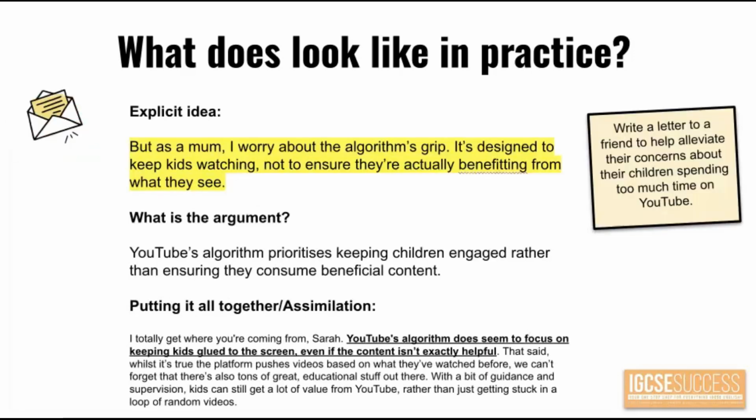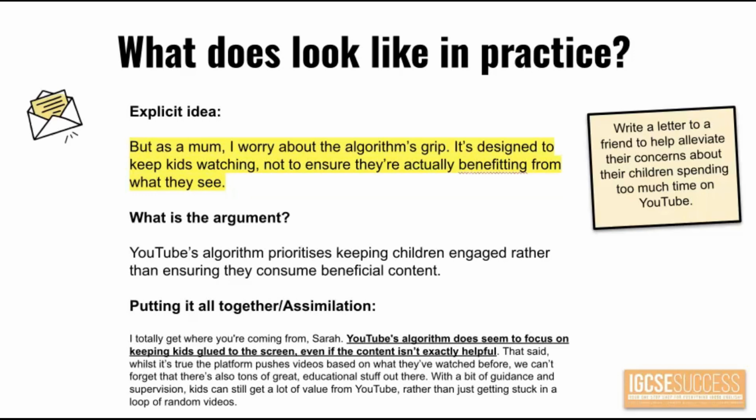Now, what does this look like in practice? So in yellow, you'll see an argument from the article. This is the point I'm going to evaluate. First, we need to understand what the argument is about. In this case, it's the concern that YouTube's algorithm prioritizes keeping children engaged rather than ensuring they consume beneficial content.